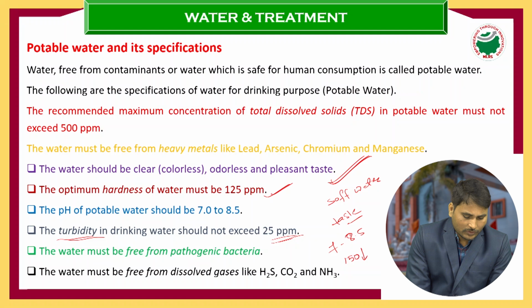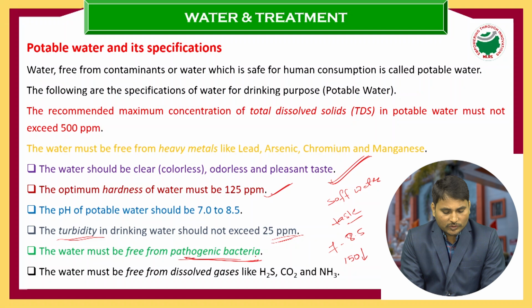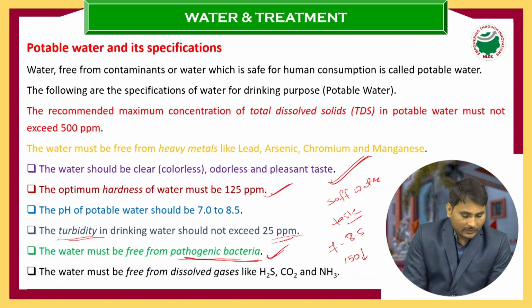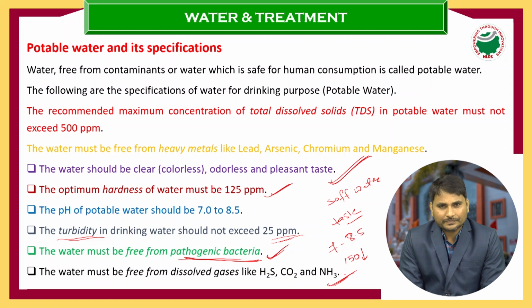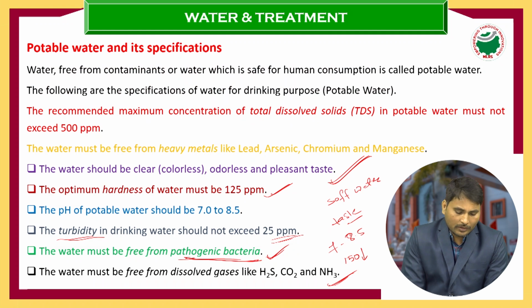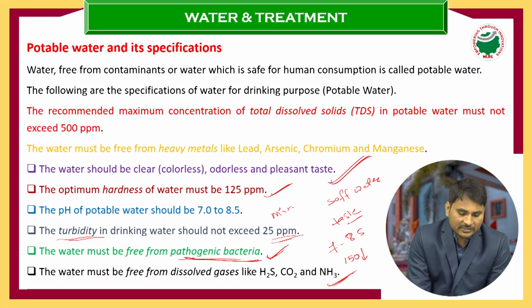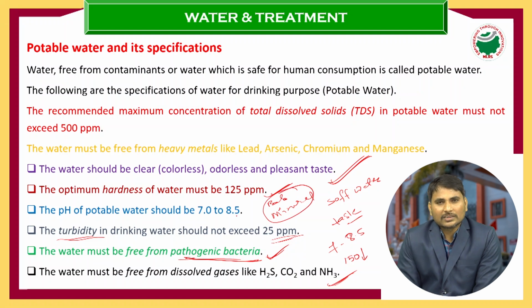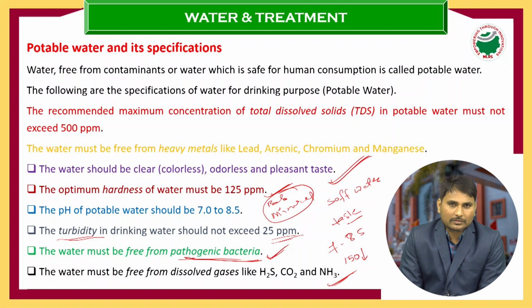And the water must be free from pathogenic bacteria. The third type of impurity, it should be free from pathogenic bacteria. And another one, the water should be free from dissolved gases. It should be free from dissolved gases, and it should be free from objectionable minerals. Minerals are good for health, but some bad minerals also exist, so you should not include those objectionable minerals in this water.